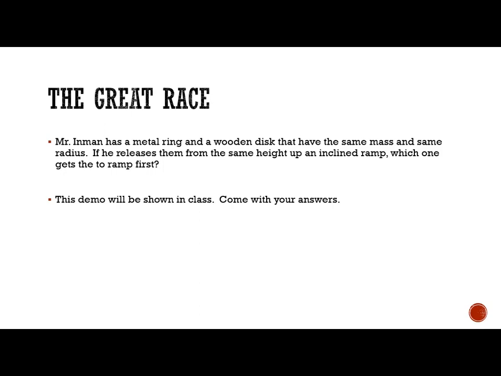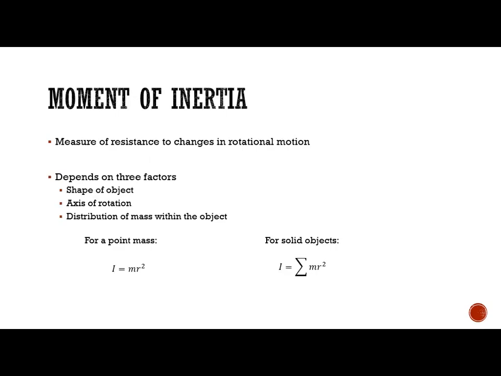So when I do this in class, I'll ask you for your answers. Try to think about what is going to cause an object to get down to the bottom first. Now the answer to this question is this idea of moment of inertia, a measure of the resistance to changes in rotational motion. It really depends upon 3 factors. The first factor is the shape of the object. Is it a ring? Is it a disc? Is it a sphere? Is it a metal rod? Is it a rectangular metal plate?